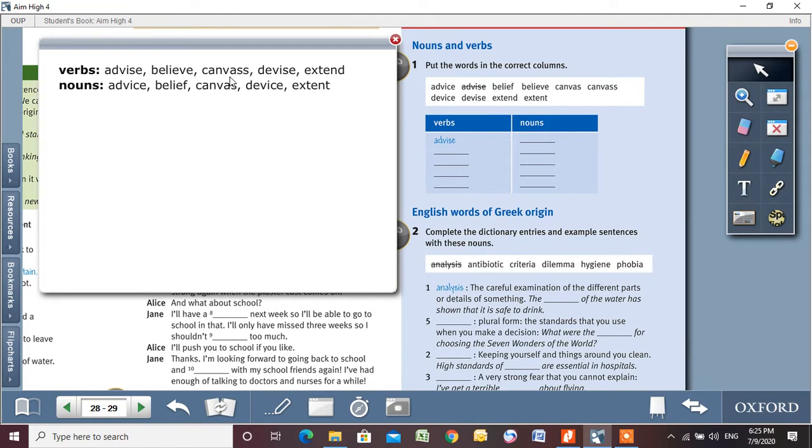Then we have the verb canvas, and canvas ends with double S. This is the verb, and it means to solicit votes from electors, or it means to ask or request something. And then the noun is pronounced the same way. Again, it's canvas, but be careful that it ends only with one S.